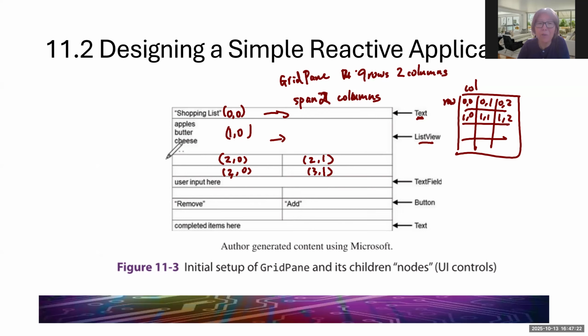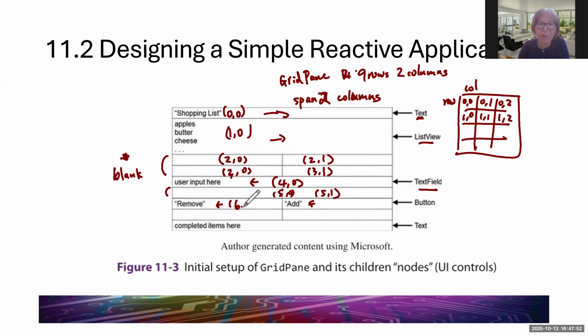So these two rows we leave empty. Leave them blank. We don't put any controls. And the next one is a text field, which also spans two columns. So this is 4, 0. And this is 5, 0 and 5, 1. Leave blank. And then we have two buttons.